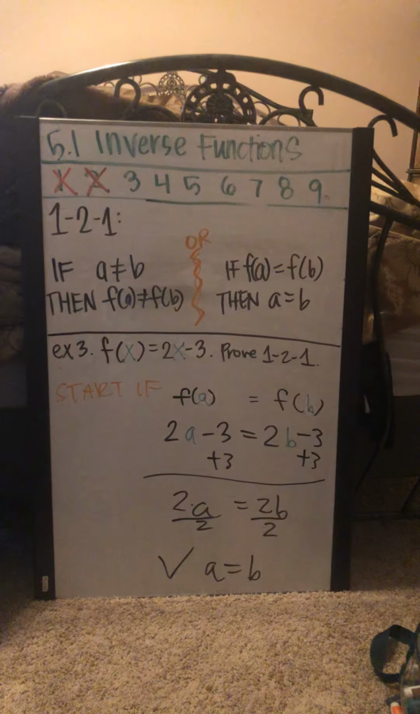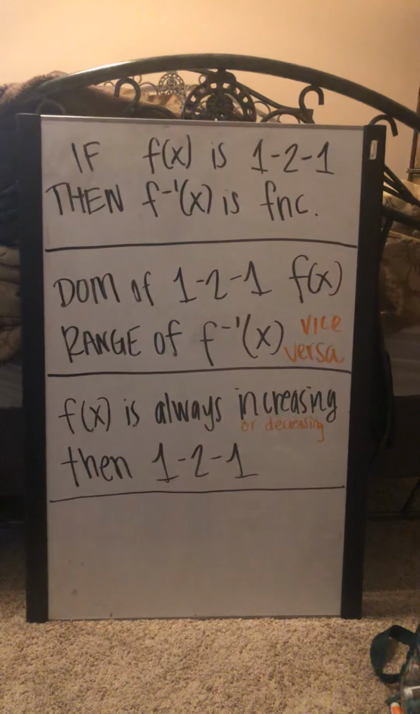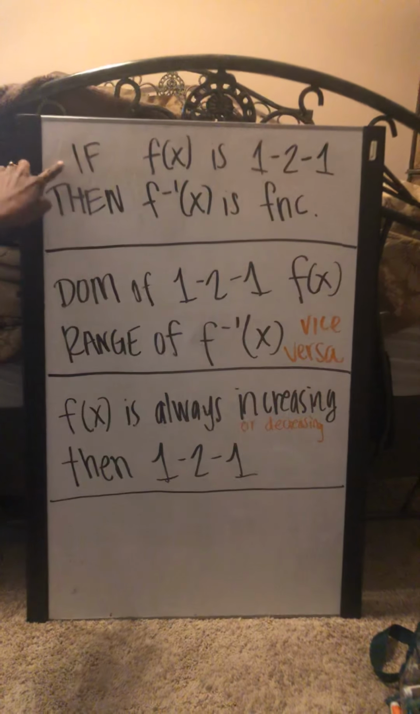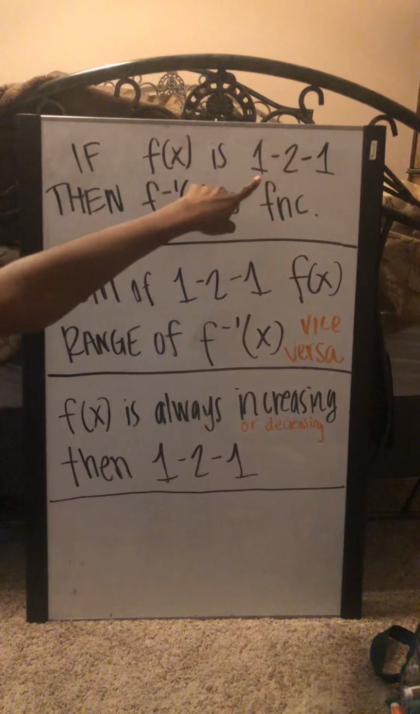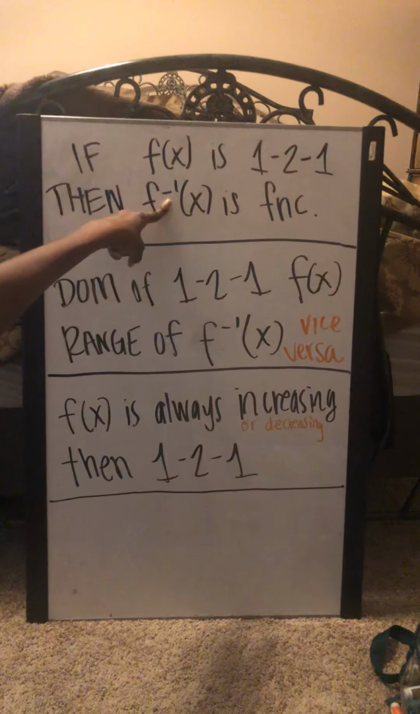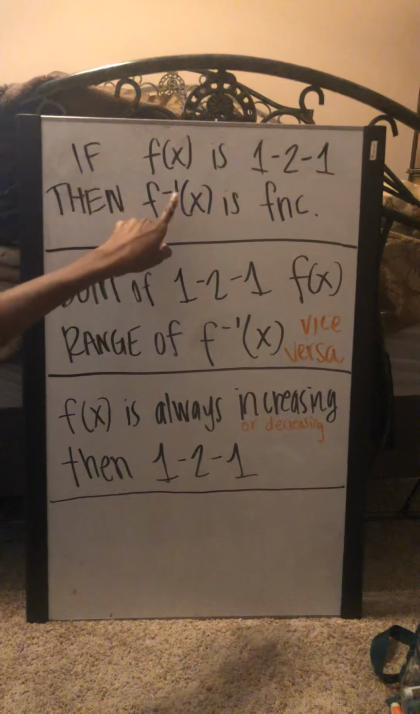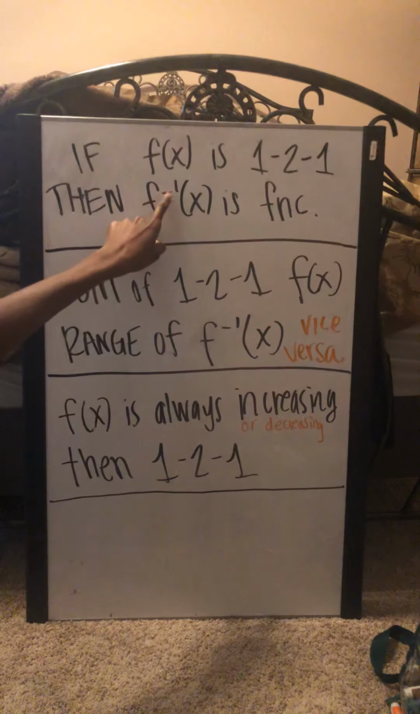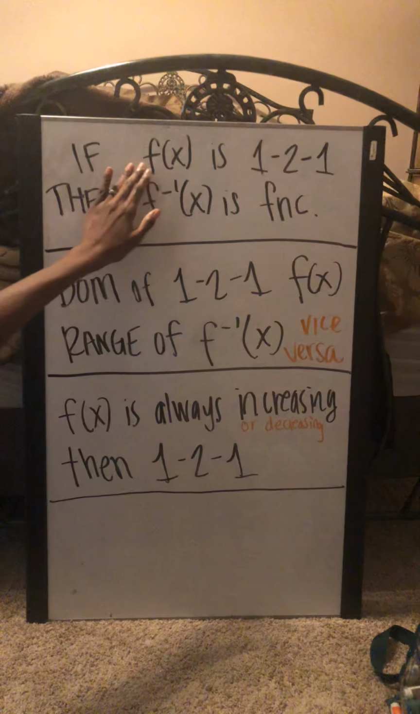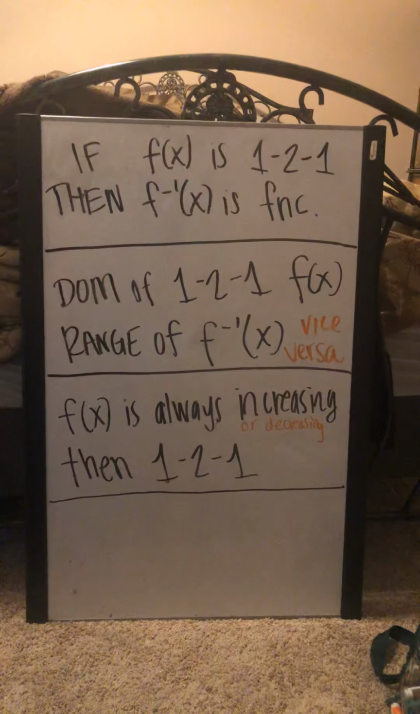There's also another way to prove whether something is 1 to 1, and that's on this board right here, okay? So here's another if-then statement. If the function is 1 to 1, then the function inverse, so I know that this looks like an exponent. We talked about exponents being in the power, but this right here, the -1, is actually called the inverse, okay? So that's how we denote that. So if the function is 1 to 1, then the inverse is a function, okay?